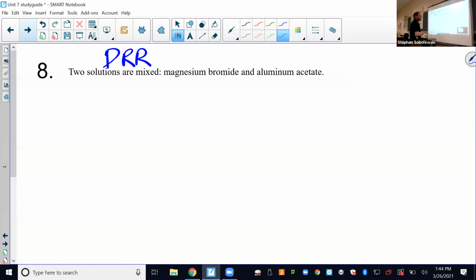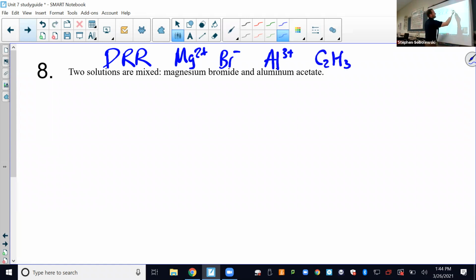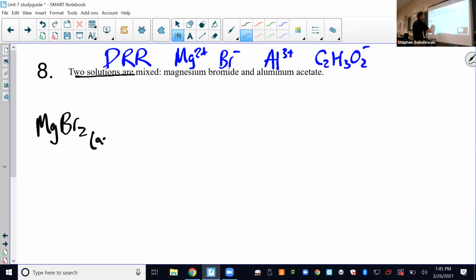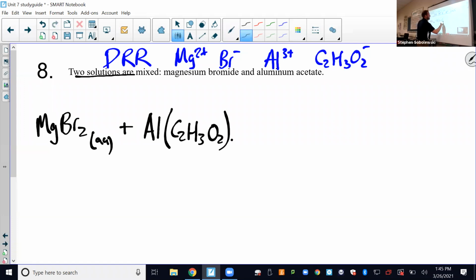All right, 2 solutions are mixed. So as I said before, double replacements are like checking on how well you can write formulas. So magnesium is Mg2+, bromine is Br-, aluminum is Al3+, acetate is C2H3O2-. Okay, so magnesium bromide, crisscross that, we get MgBr2. Solutions, aqueous. Aluminum acetate, aluminum 3+, acetate 1-, crisscross: Al(C2H3O2)3, aqueous, because it's solutions of.